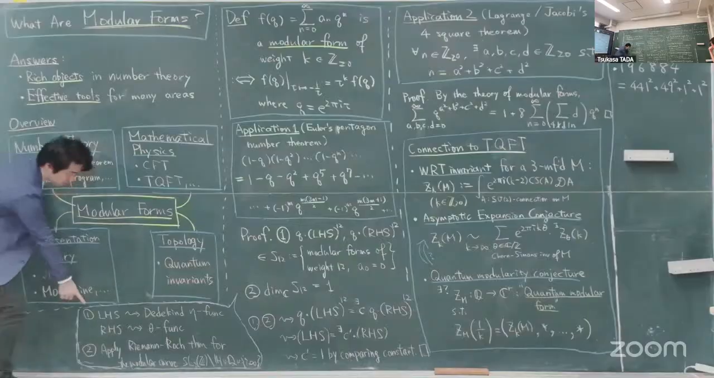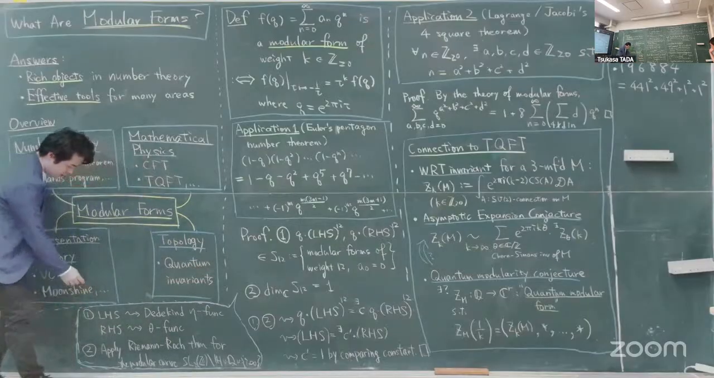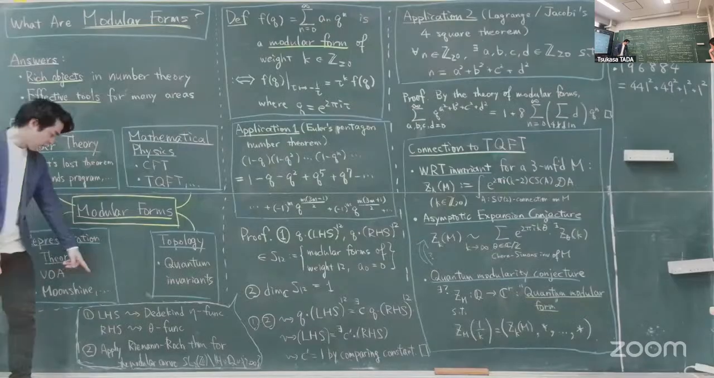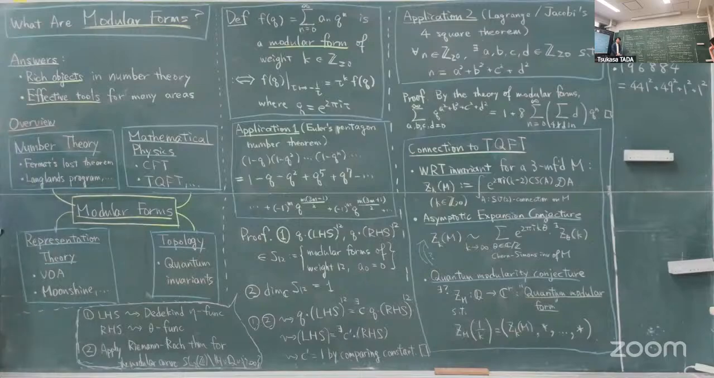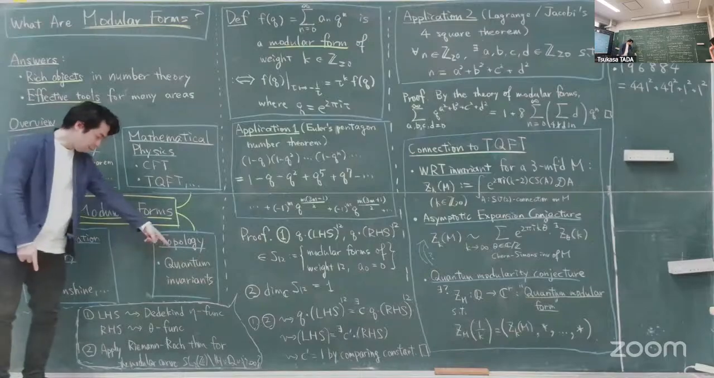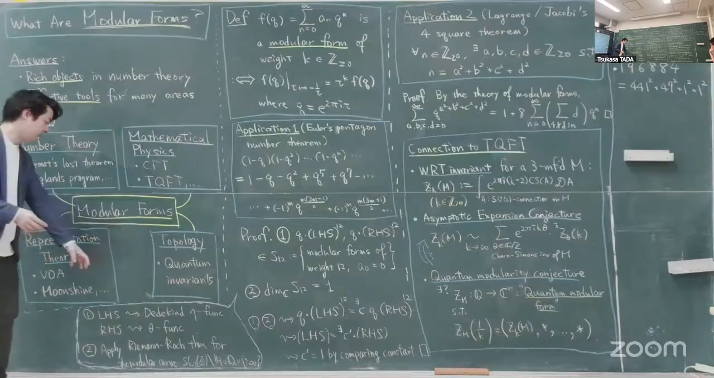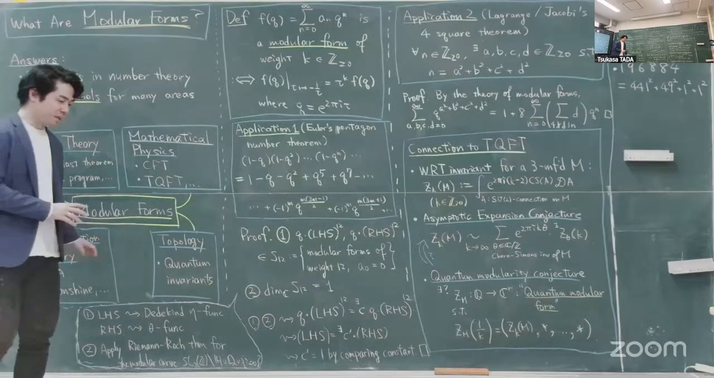In the second step, the dimension formula is proved by considering the Riemann-Roch theorem for the modular curve. This is a special type of Riemann surface, the quotient of the complex upper half plane by SL2Z. But this is technical, so I omit the details.